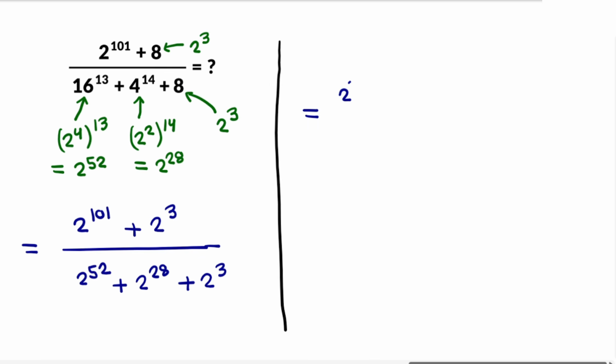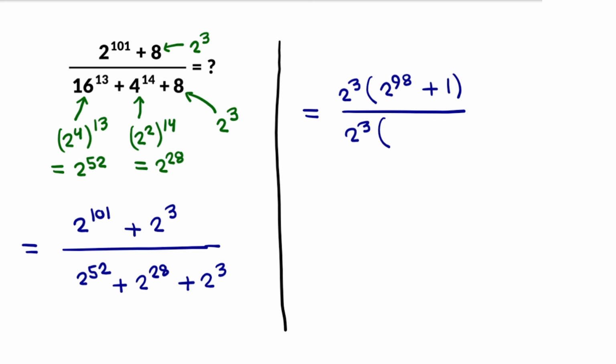When we pull 2 to the power of 3 out of the numerator, we are left with 2 to the power of 98 plus 1. When we pull it out of the denominator, we are left with 2 to the power of 49 plus 2 to the power of 25 plus 1. Because we factored 2 to the power of 3 out of both the top and the bottom, they cancel each other out perfectly. We are making great progress, but those exponents are still huge.